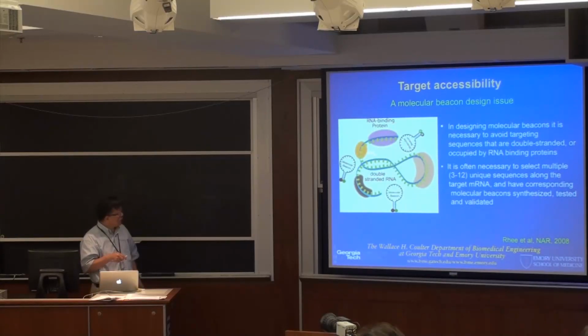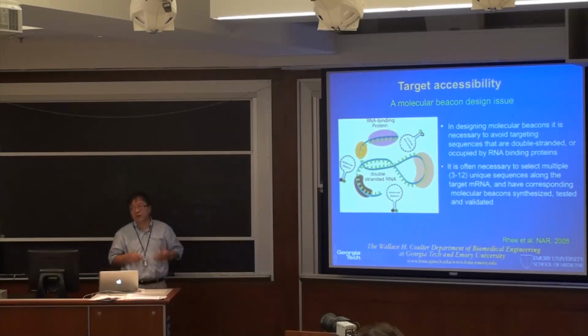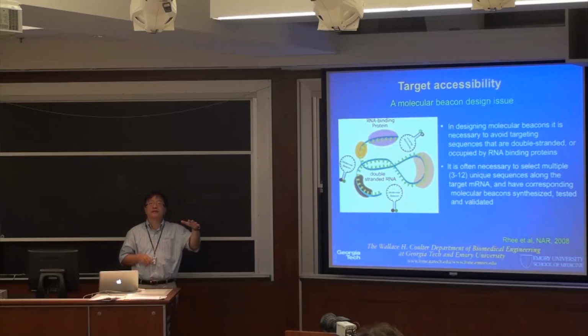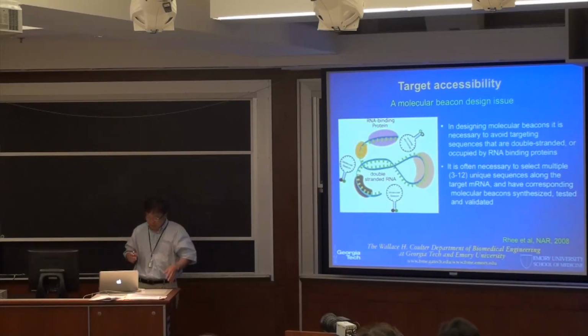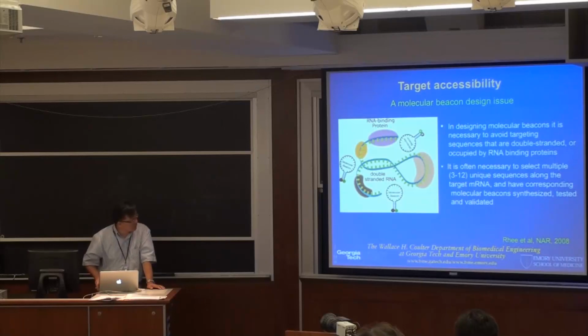So also, in terms of the so-called secondary structure of the messenger RNA, you could have a portion that is double-stranded, okay? And if you select a sequence which is roughly here, you would also have difficulties because it's already double-stranded, right? It's difficult for the beacon to bind. So ideally, you would select a sequence somewhere here. There's nothing there, then the beacon could bind. So that's a specific design issue.